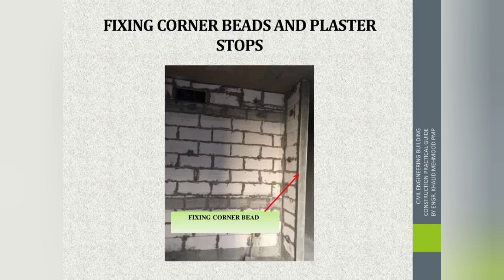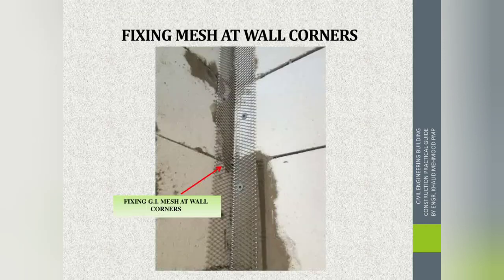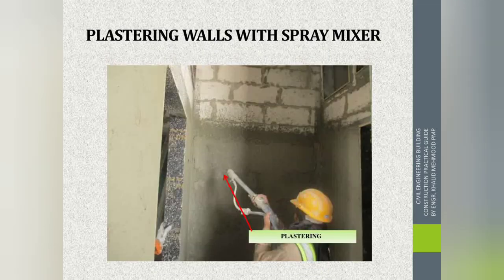Just keep in mind, if we do not use the GI mesh, the plaster might get cracks. Here we have used the GI mesh between the corners of the block. Why are we using GI mesh at the corners of the block and at the concrete and block interfaces? If we do not use the GI mesh, it might crack.